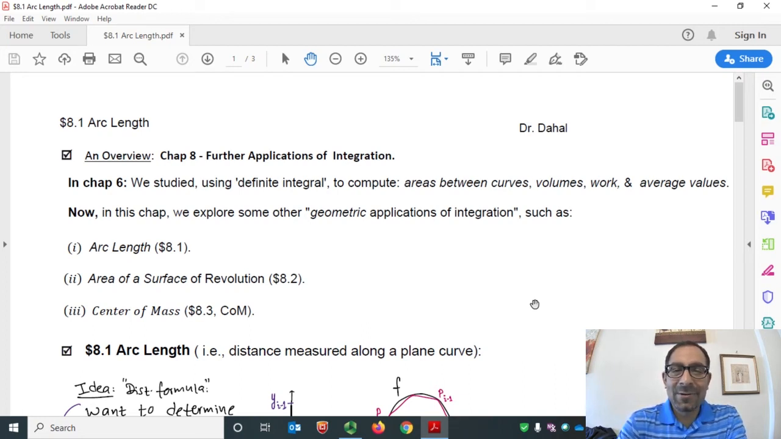In today's class, I will start chapter 8, further applications of integrations. So let me start the class right away. Let me give you the first overview.